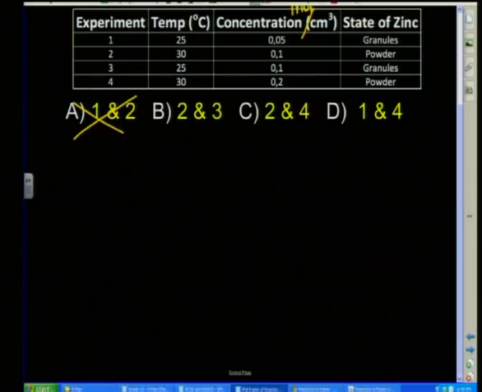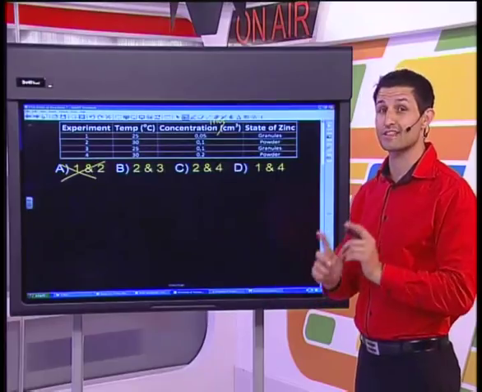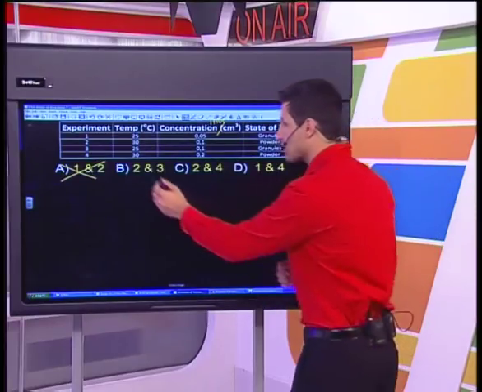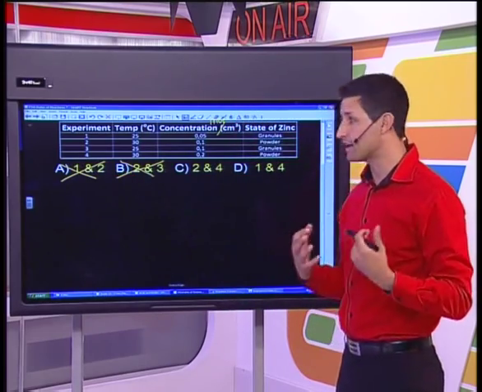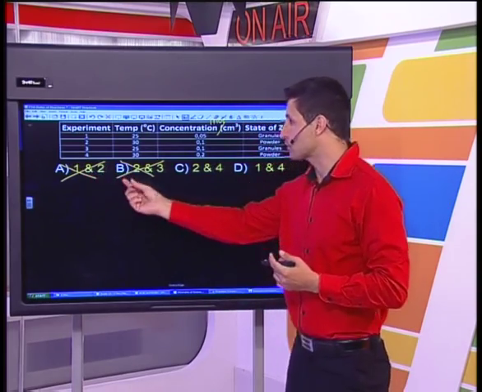Okay, well, let's take 2 to 3. From experiment 2 to experiment 3, I changed the temperature. I kept the concentration the same, but, and here's the but, I changed from powder to granules. So I changed 2 things. This is not a fair test. So I can see that A and B are not fair tests. I cannot compare 1 and 2, or compare 2 and 3.